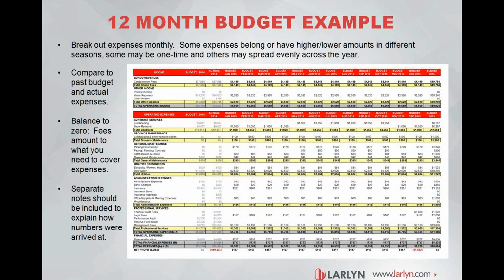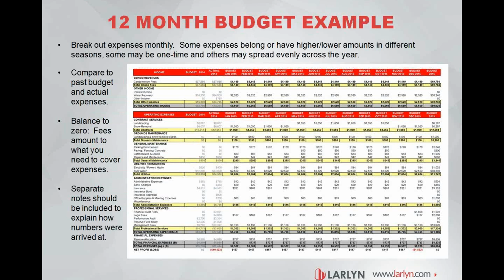Next, we have the 12-month budget example. The 12-month budget breaks out expenses monthly. Some expenses belong or have a higher or lower amount in different seasons. Some may be a one-time and others may be spread evenly across the year. So for example, when we look at the first column on the far left, it identifies the condominium revenue, other income, and the total operating income for the corporation is determined as roughly $53,756.